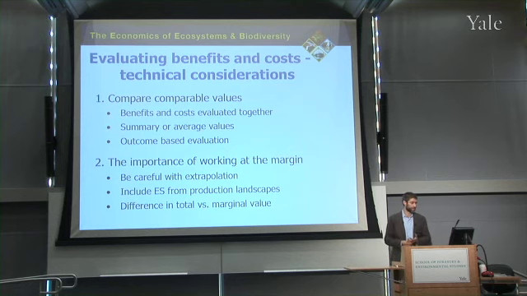The second point to bring out here in regard to the margin is the need to include ecosystem services from the productive landscapes. One of the easy things to overlook is to say protected areas have the following ecosystem services and production landscapes have the following production, and that's the comparison. But in reality, there's quite a bit of value of ecosystem service from production landscapes as well, and it's important to take that into account.